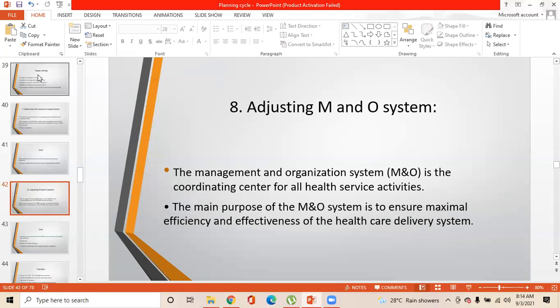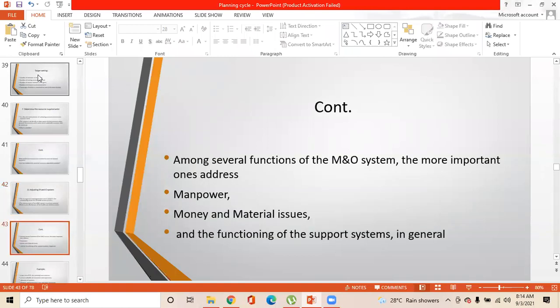Adjusting the M&O system. This is the 8th step. The management or organization system is the coordinating center for all health service activities. The main purpose of the management or organization system is to ensure maximal efficiency and effectiveness of the healthcare delivery system. Among several functions of the M&O system, the more important ones address manpower, money, and material issues, and the functioning of the support system in general.